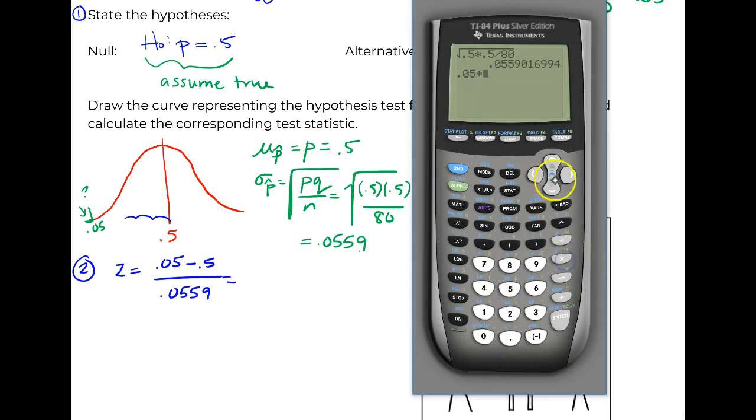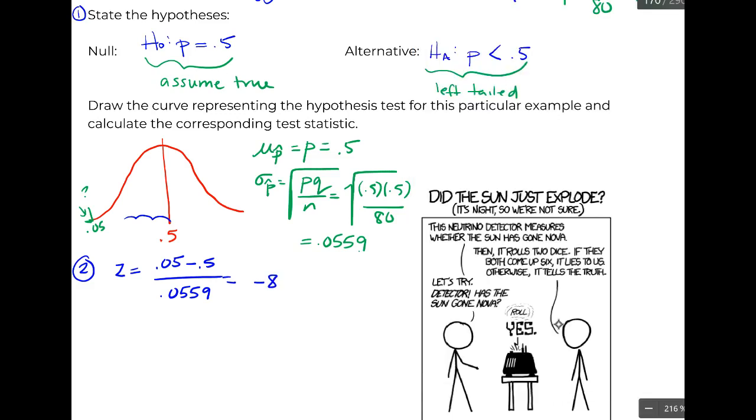0.05, subtract off the 0.5. So we're about 4 or 5 away, but we want to know this in terms of our standard deviation. And we have a z-score of negative 8.05. Negative makes sense, and I just want to point this out: anytime you're doing a left-tailed test, you should have a negative z-score, because we should be looking at something less than our hypothesized value.